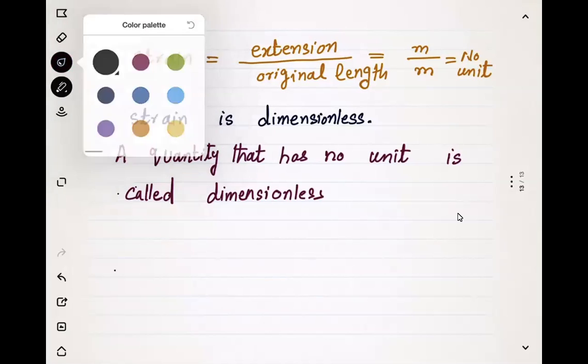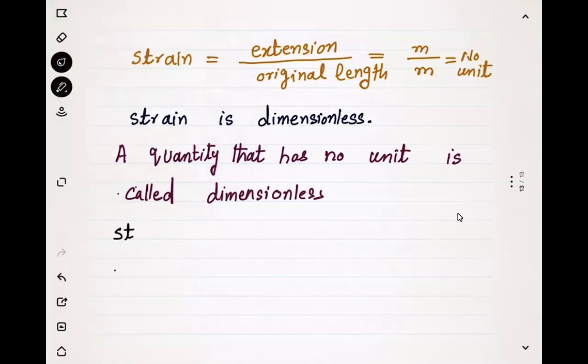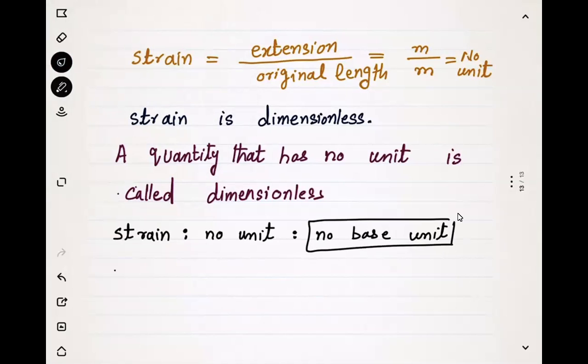So for strain, we will write that strain has no unit and also it has no base unit. So strain has no unit and no base unit. So this was about strain.